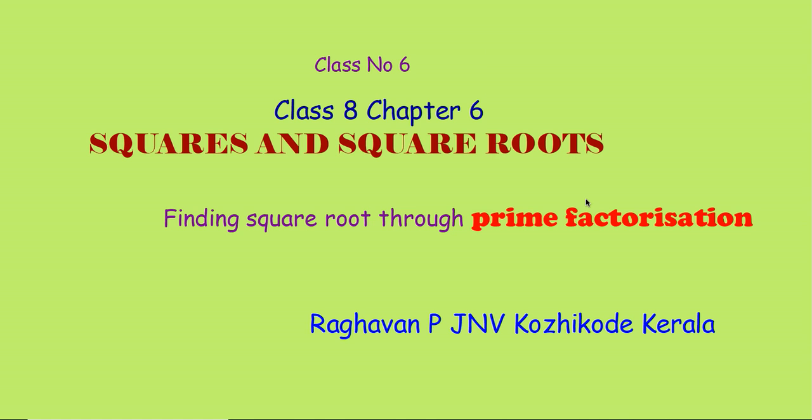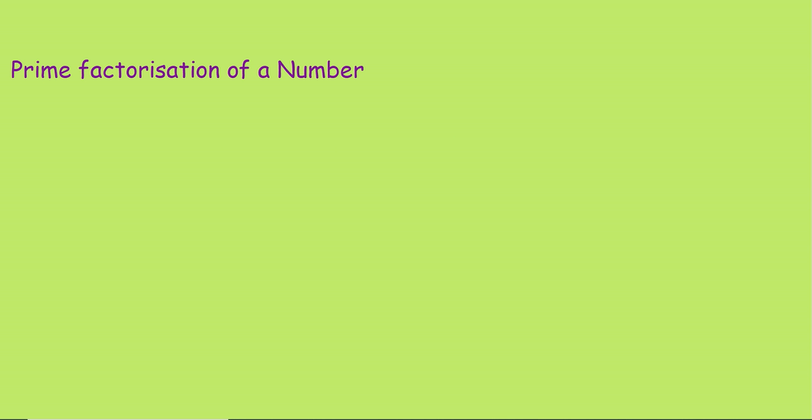Today I am going to discuss finding square roots through prime factorization. You know what prime numbers are? Prime numbers are the natural numbers greater than 1 and having factors 1 and the number itself. They are 2 and 3, then 5, then 7, 11, etc. Let us prime factorize the number 6.